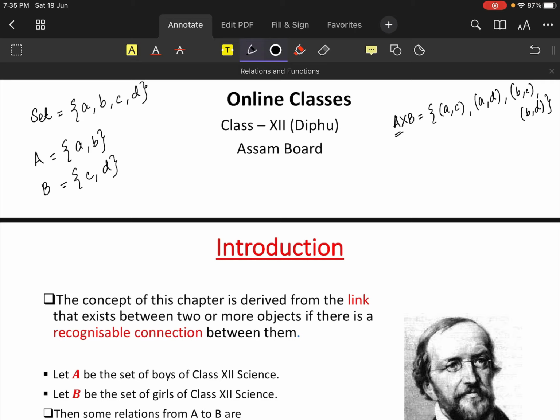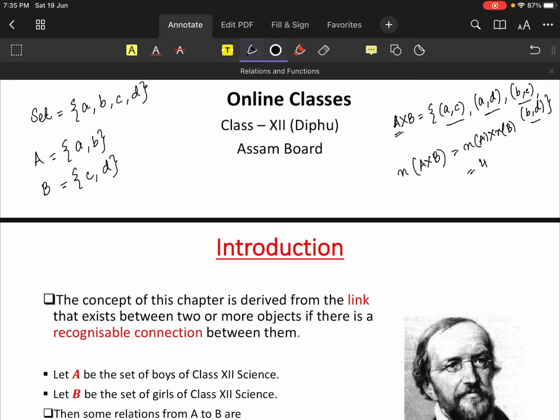And if I have to find the number of elements of any Cartesian product, it will be the number of elements of A into the number of elements of B. So that comes out to be 4, right? As you see, there are 4 ordered pairs here. Understood? So this is how we have studied the Cartesian product.